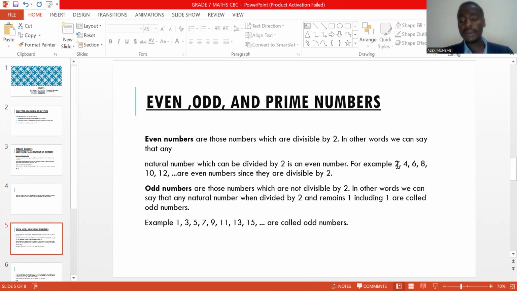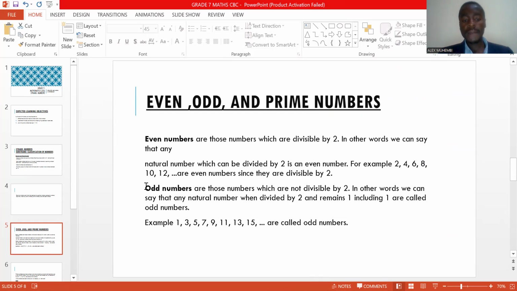So 2 is an even number. 1 is not an even number. That is why we are starting with 2, because we can divide 2 with 2. 4 is also an even number. 6 is an even number. We are skipping 3. We are skipping 5. We are also skipping 7 so that we go to 8. We have 10, 12, and so on. So all these are even numbers since they are divisible by 2.